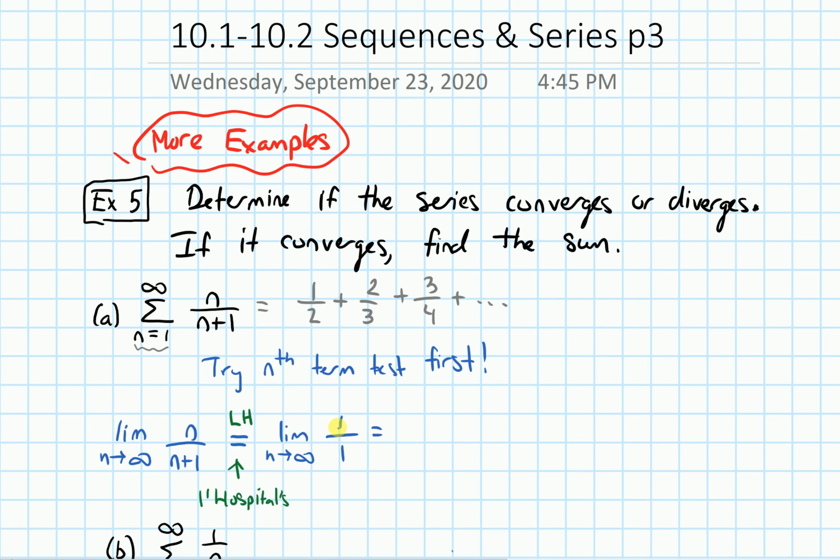And there's nothing to plug into. There's no n's to plug into anymore. This is just 1. So that's my limit. And that is not equal to 0. So because the limit of my terms is not 0, we definitely know that this series diverges. Okay, so recall that if the limit of the terms is not 0, the series diverges. But if the limit of the terms was 0, that doesn't tell us anything. It might converge, but it might diverge if the limit was 0.